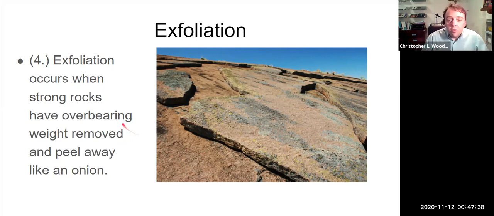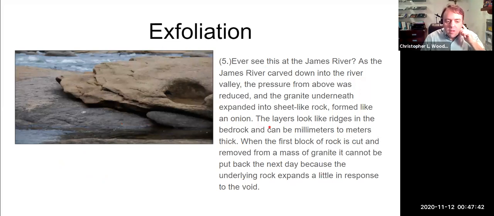It's really neat looking. If you've ever been to the James River in Richmond, it shows lots of exfoliation examples all throughout. People used to mine the rock there, and so they would cut these huge pieces of granite and move them out of the way. Well, the cool thing is, once it's been removed, you can't put it back because the weight of that rock was held in place. Once that mass was removed, the rock actually expands and cracks. Also, just the typical abrasion, removing rock off the top over long periods of time. Once that mass has been removed, the rock will expand and crack and look like an onion. It's really neat, sheet-like.